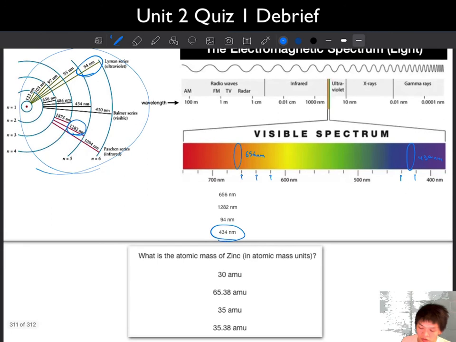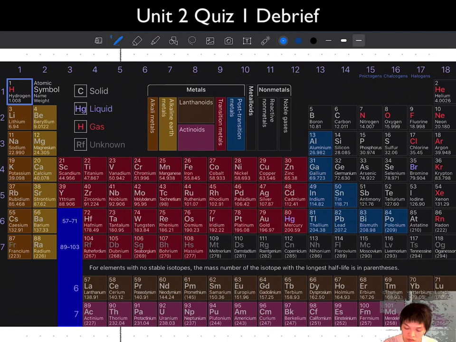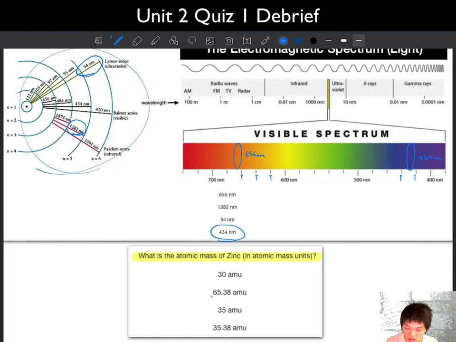Okay. Oh, this is the very last question. Here we go. What is the atomic... Oops, my mistake. What is the atomic mass of zinc in atomic mass units? Atomic mass, or average atomic mass, same thing. You can find it on the periodic table. So we're going to find zinc. Where is zinc? It's right here. Atomic number 30, meaning it has 30 protons, but we're looking for atomic mass, which is the bottom number, 65.38 atomic mass units. Here it is.